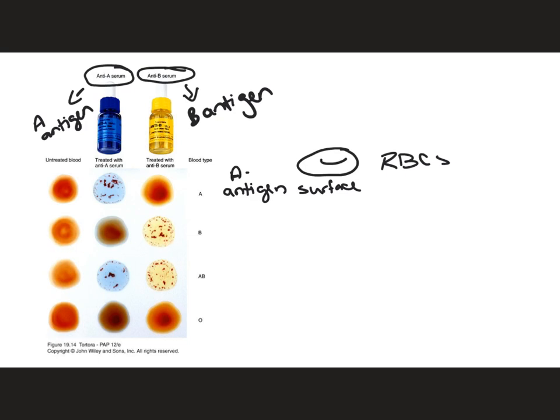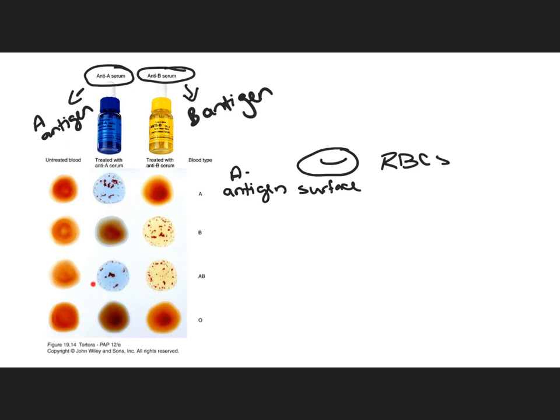The next column, you see it reacting with only the B. When I put the anti-B serum in here and mix them together, there was agglutination, so that's telling me that there is B antigen on the surface, which is why that reaction is occurring. Remember, we're only trying to find out what antigens are on the surface of the red blood cells so that we can determine what blood type they are.